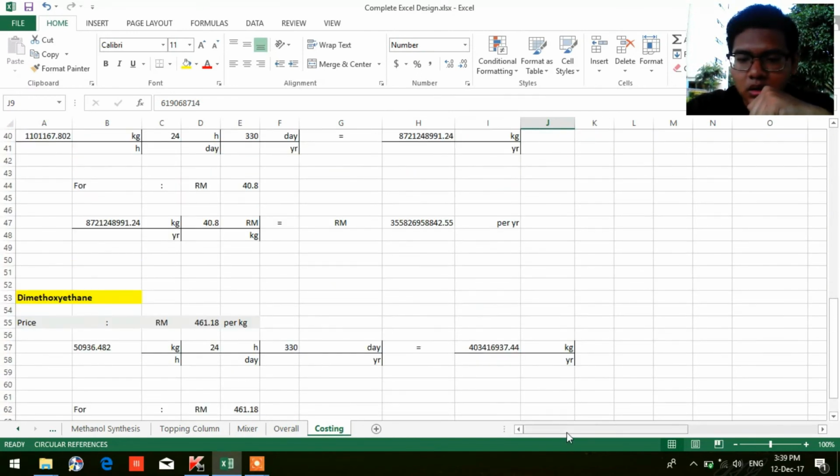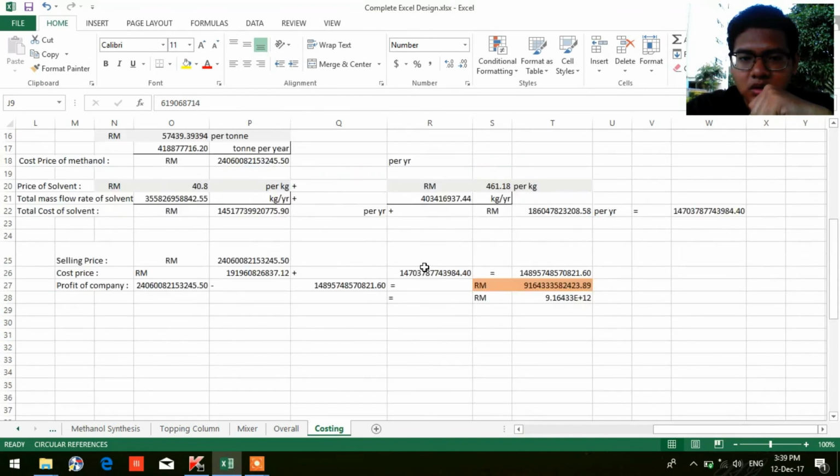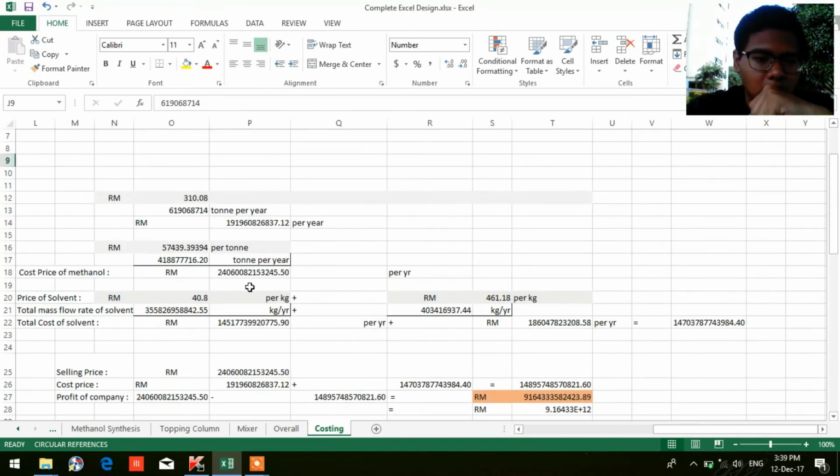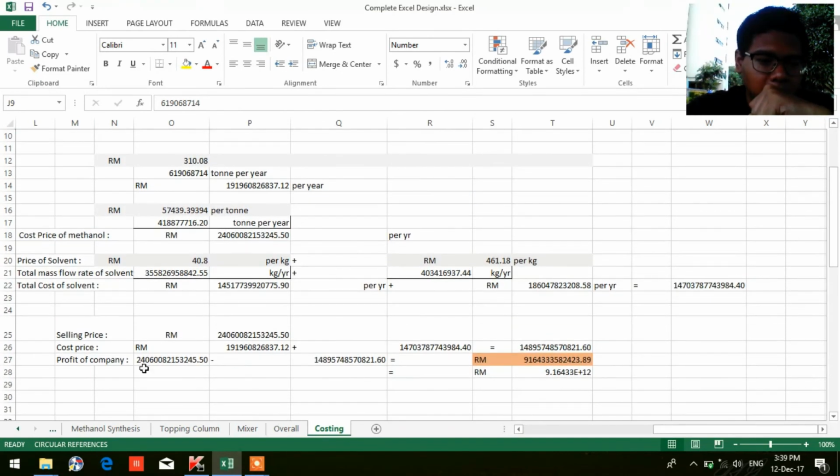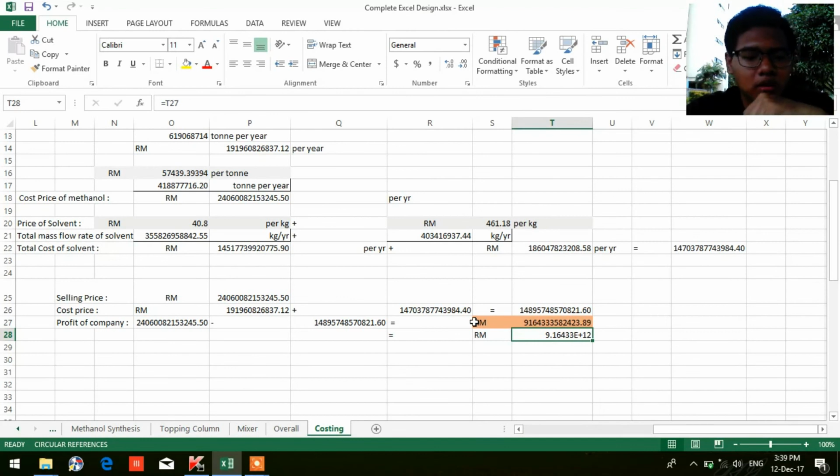So the total is the methanol profit minus the cost of coal and the cost of solvent, and we will get approximately 9 trillion ringgit Malaysia per year. Okay, thank you.